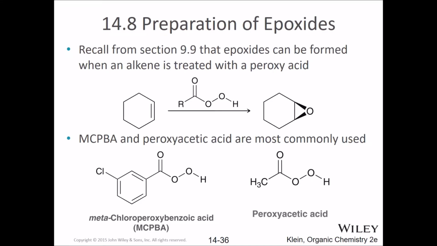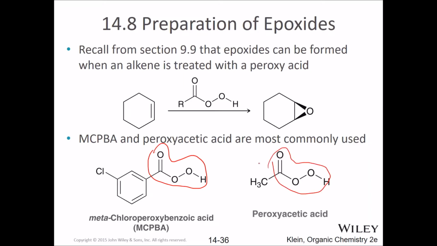Okay, so if we're gonna make epoxides, we have two ways of doing it. The first way is by taking a double bond and oxidizing it with a peroxy acid. There are two peroxy acids that we use, MCPBA and peroxyacetic acid.